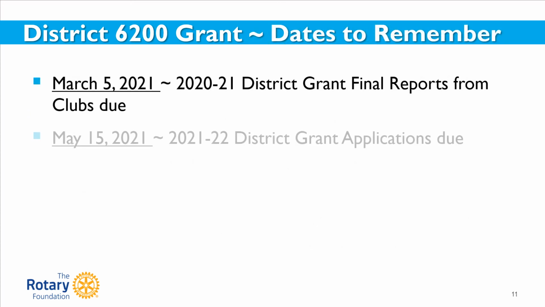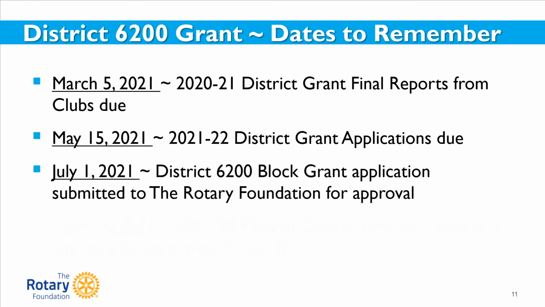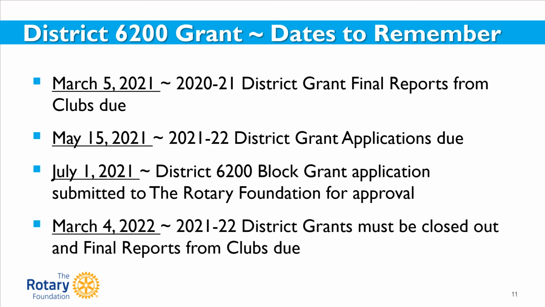Here are the important dates to remember. March 5th, all 2020-21 district grant final reports from clubs are due. March 15th, the 2021-22 district grant applications are due. July 1st, the District 6200 block grant application will be submitted to the Rotary Foundation for approval so that funds to the clubs can be made available as soon as late July or early August. March 4th, 2022 is the closeout date for the 2021-22 district grants.